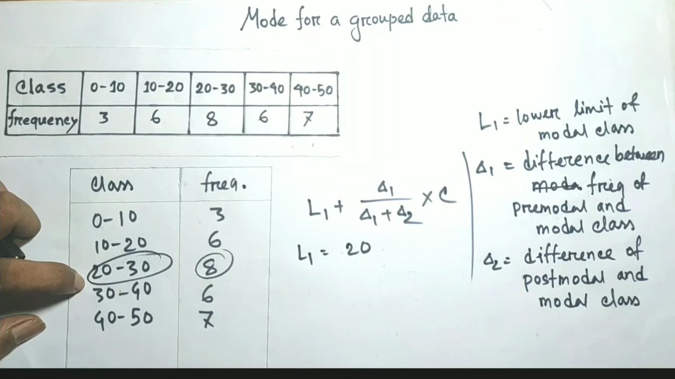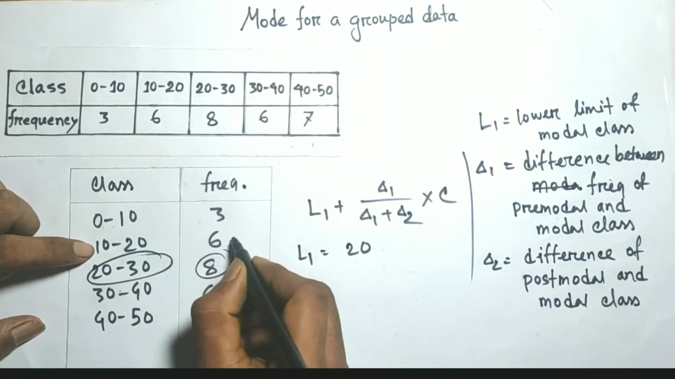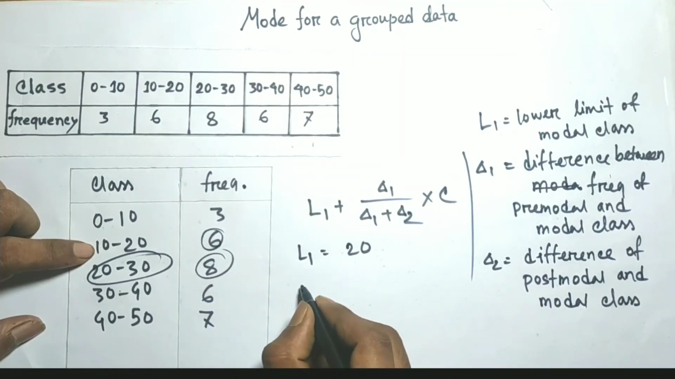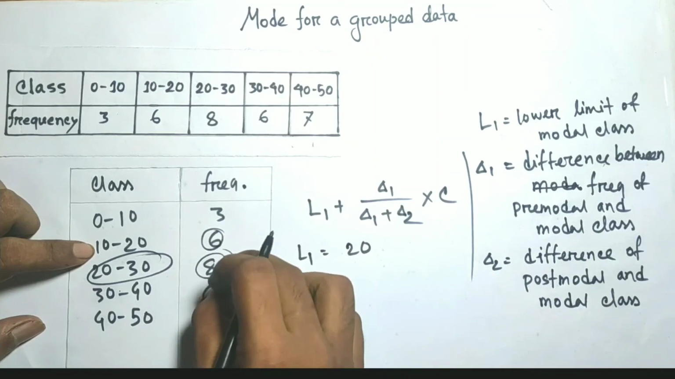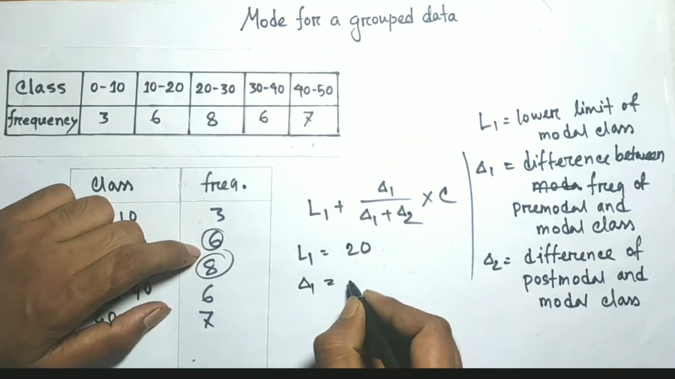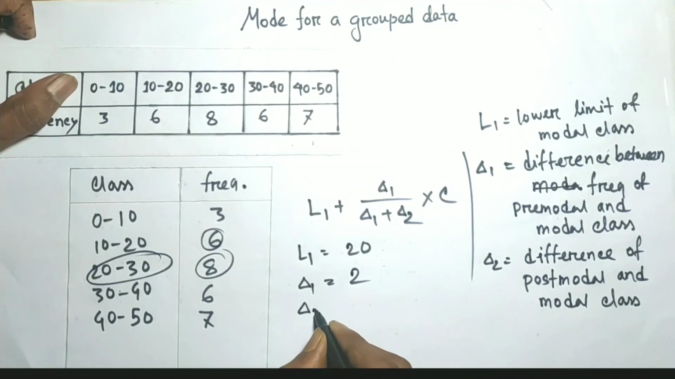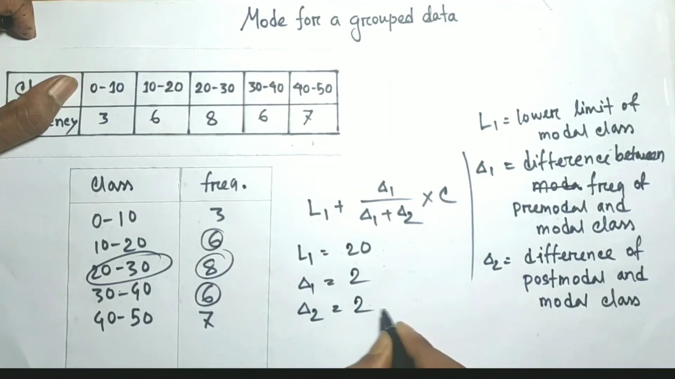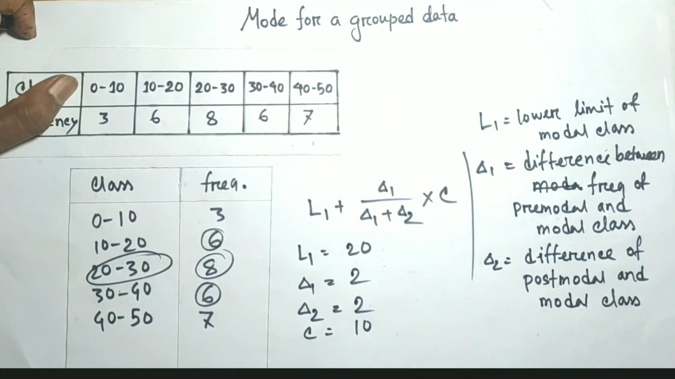The premodal class of this data is 10 to 20 and the frequency of this class is 6. The difference of the frequency of the premodal class and the modal class, that means delta 1, is equal to 8 minus 6, that is 2. The difference of the postmodal and modal class, that is delta 2, is equal to 6 minus 8, that is also 2, and the class interval of this dataset is 10. By using these values in this formula, we can find out the mode easily.